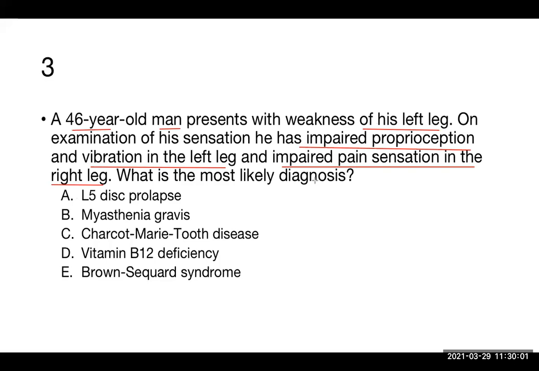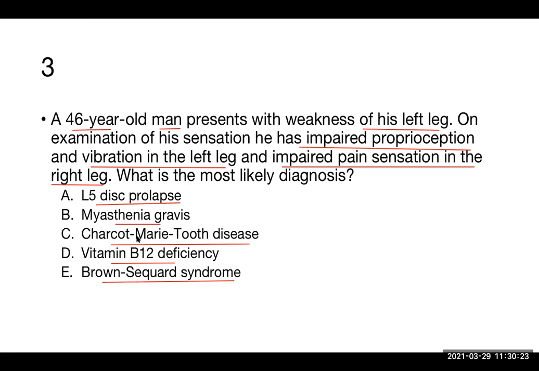So what is the most likely diagnosis? Is it L5 disc prolapse? Is it myasthenia gravis? Is it Charcot-Marie-Tooth disease? Is it vitamin B12 deficiency? Or is it Brown-Sequard syndrome? E. E, Brown-Sequard syndrome. Yes.